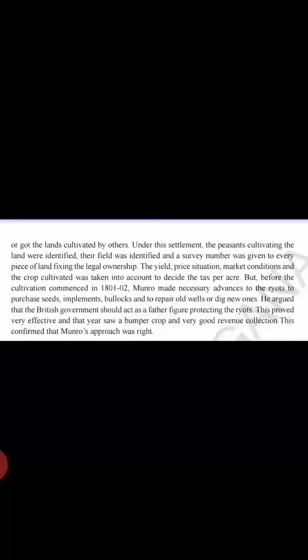So here, children, first he made the survey, then he brought some changes in the agriculture field. First he found out the yield, how much quantity they were able to cultivate. Then the price situation, the market conditions, and the crop cultivated were taken into account. Before he commenced his method, Munro gave some advance payment to the farmers to buy seeds, implements, bullocks, and to repair the old wells, or to dig new wells if they did not have any.